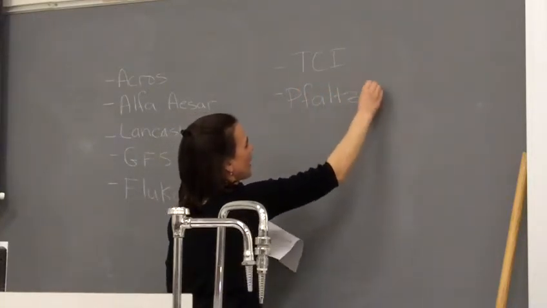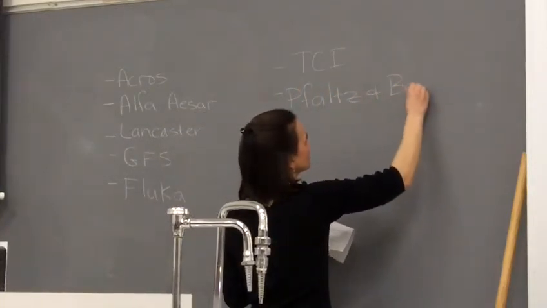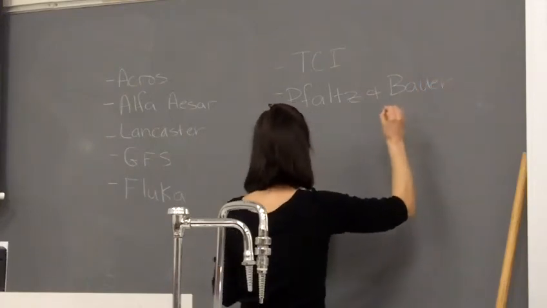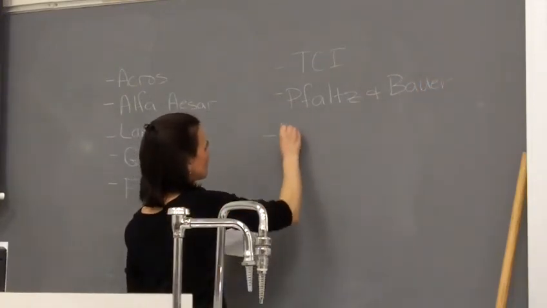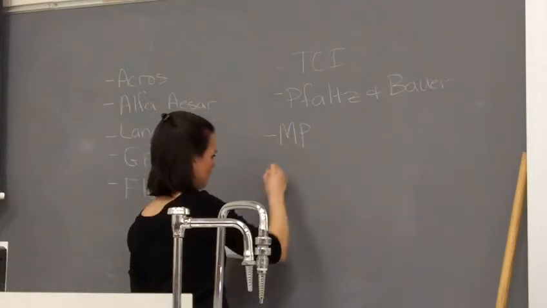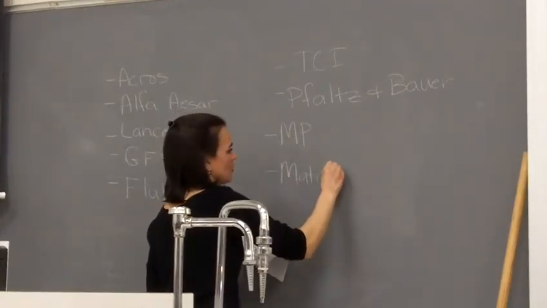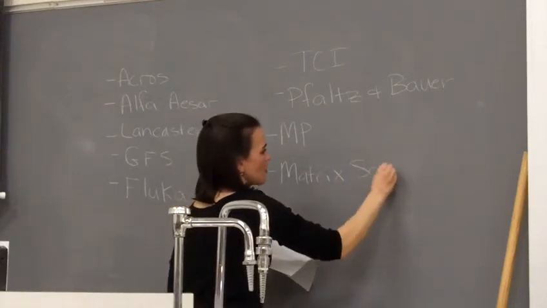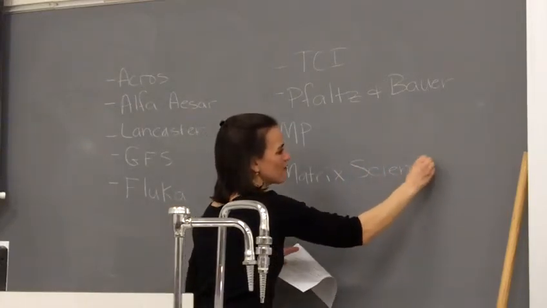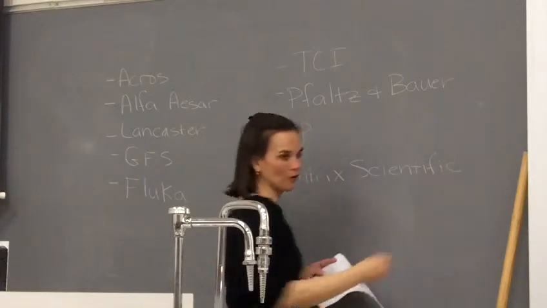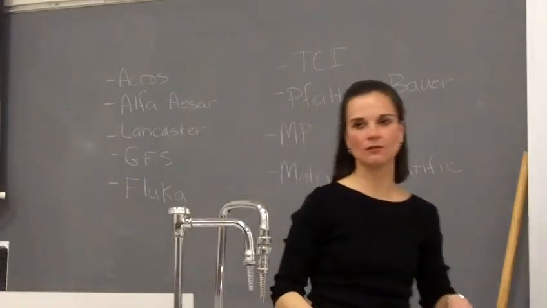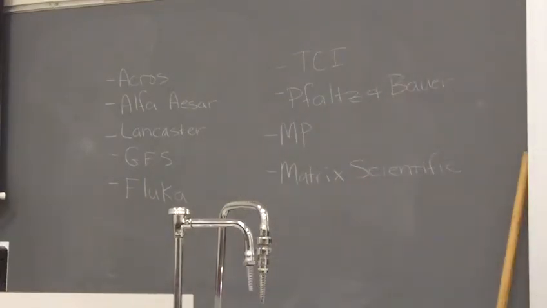Fultz and Bauer, MP (the company name is MP Chemicals), and Matrix Scientific. Okay? So these are also potential sources, but if you're not finding it in Aldrich, make sure you're talking to your lab prof and the person that you're doing the project for about what's going on.